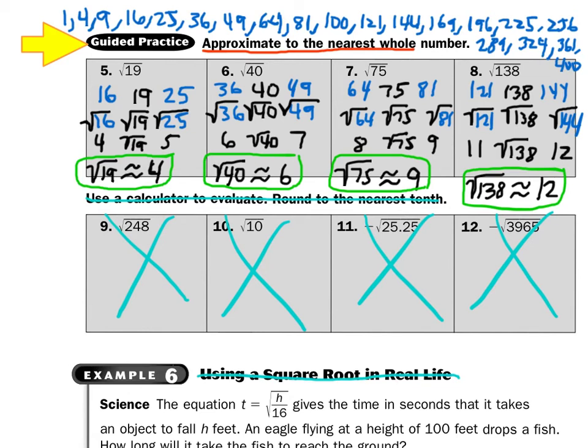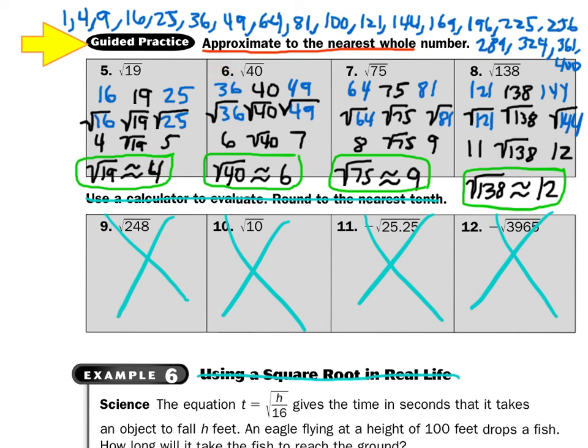Okay, take a look at number 5. We want to estimate the square root of 19. So I put 19 in the middle, and I look at my list and find the two numbers that are closest to 19. So 16 is a little smaller, I put it to the left. 25 is a little bigger, I put it to the right. And now I put the square root symbol around all three of the numbers. Now the square root of 16 is exactly 4. The square root of 25 is exactly 5. Now you have to tell me, well, which one is it closer to? Look, 16 and 19 are 3 steps apart, and 19 and 25 are 6 steps apart. So it's definitely closer to the 16. So the square root of 19 is very close to the number 4.